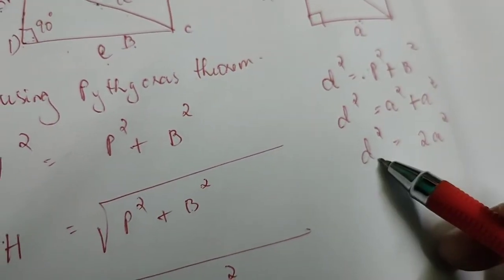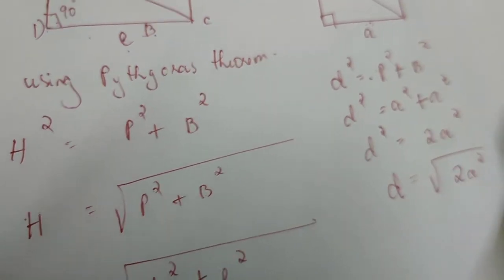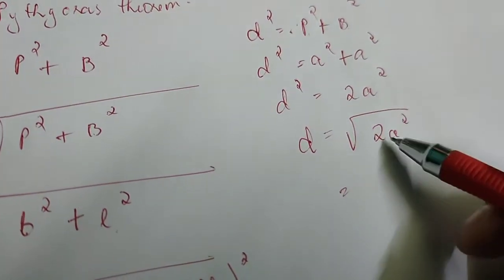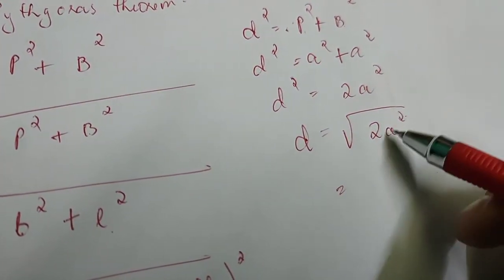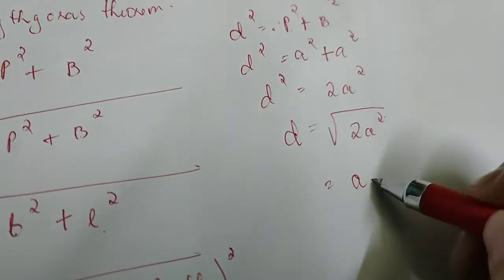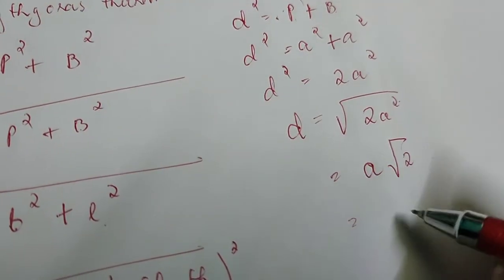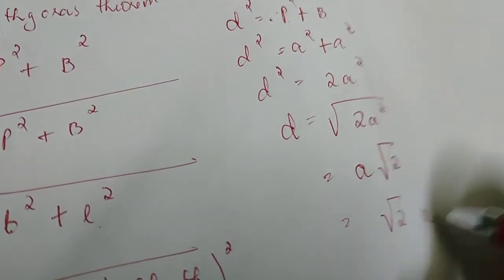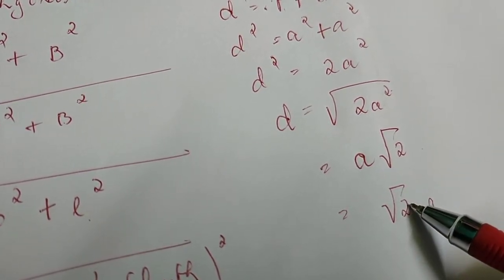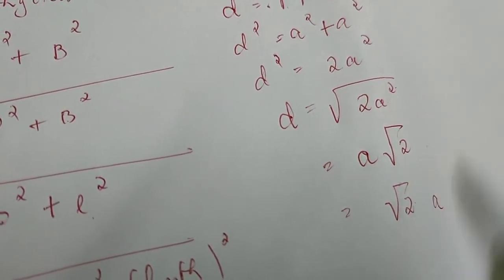I need only the length of the diagonal. D is equal to root over 2a square. Okay. So square root of a square is a. A will come out, but root 2 will be inside. So write it nicely. It will be root 2 a. This a is not inside, it is root 2 times a.